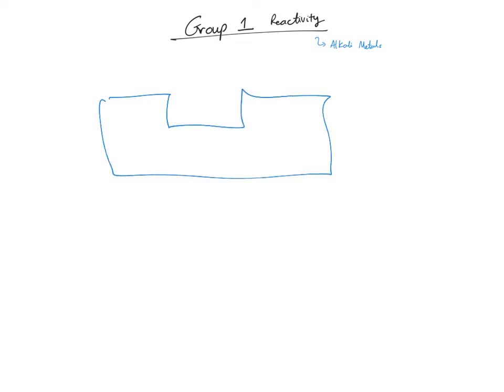Here we're going to talk about group 1 metals and their reactivity. So the first thing to state is that these are called the alkali metals, and we'll explain why in a minute. The next thing to say is where they are on the periodic table. If this is the periodic table, group 1 is here, the first column. In this group we have lithium, sodium, potassium, and a few more as we go down, but we only really need to use those.